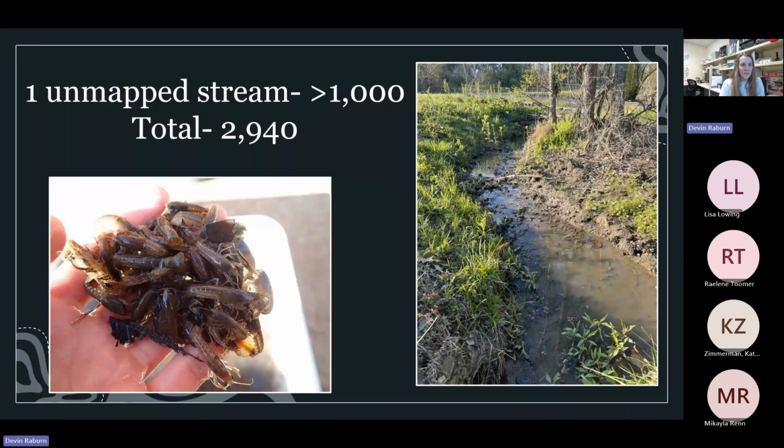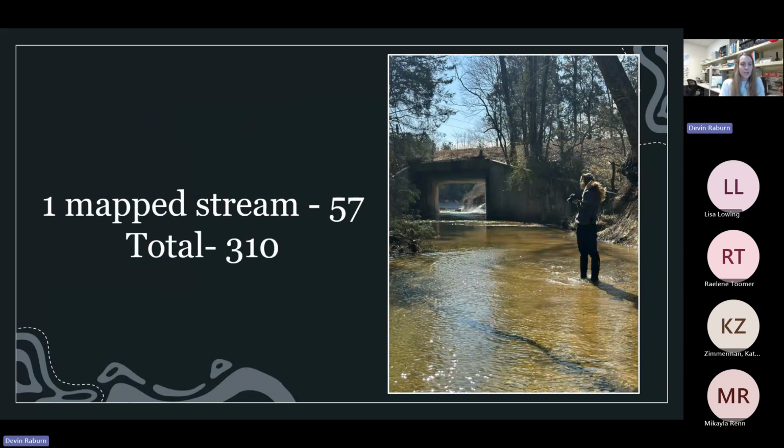Compared to our unmapped stream, which really comes up on top, we caught just within a 10-minute sampling period in one unmapped stream more than 1,000 rivulet crayfishes, and you can see that pictured here. And the total amount caught for the sampling season was nearly 3,000. And then compared to our mapped streams, in one mapped stream, we only caught 57. And the total for the whole sampling period was only 310.